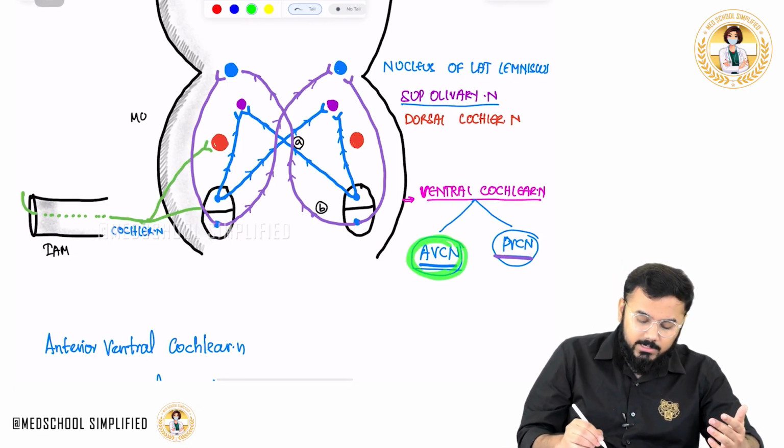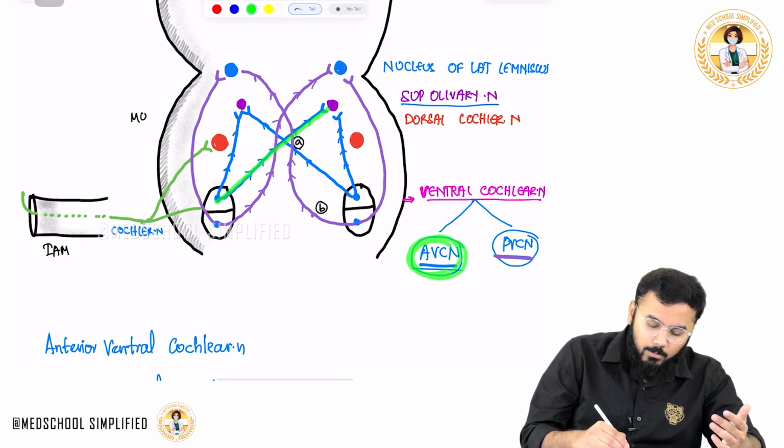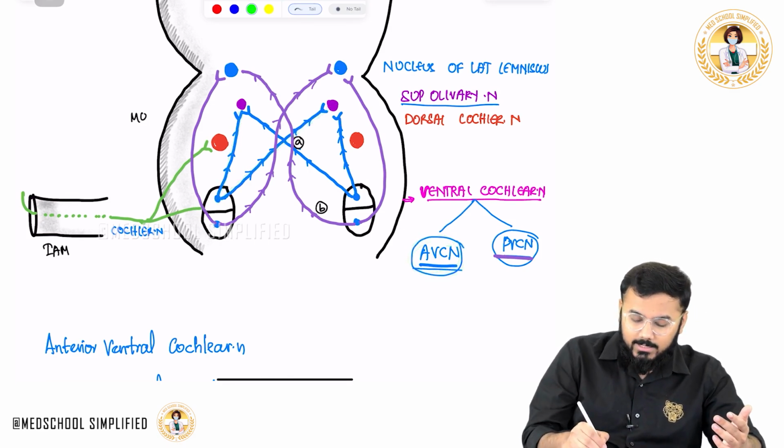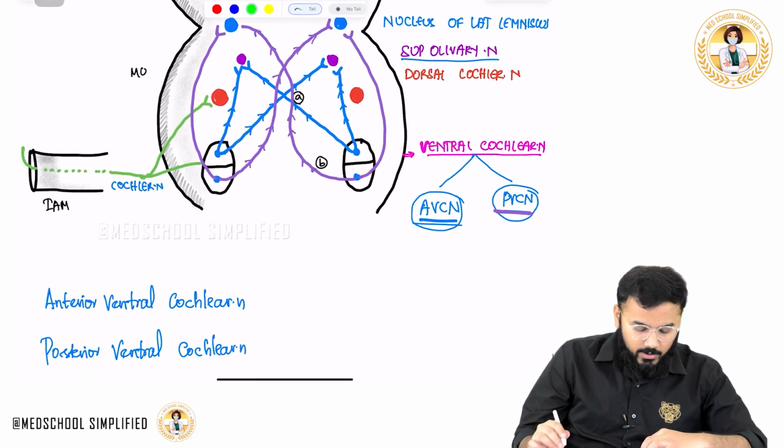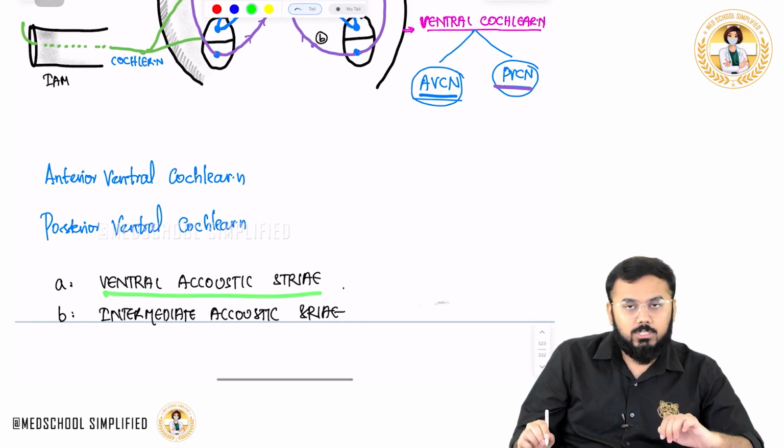Fibers came from AVCN and are going to the opposite and to the same side. On the other side also, to the opposite and to the same side. AVCN is done. Right? We call those fibers the ventral acoustic striae.